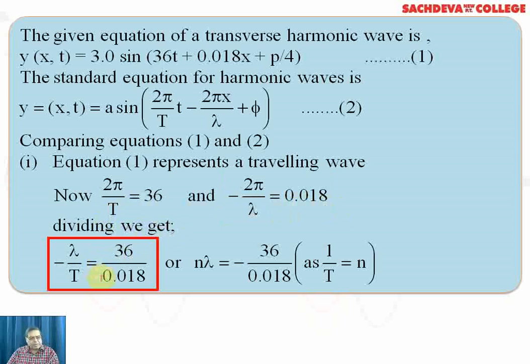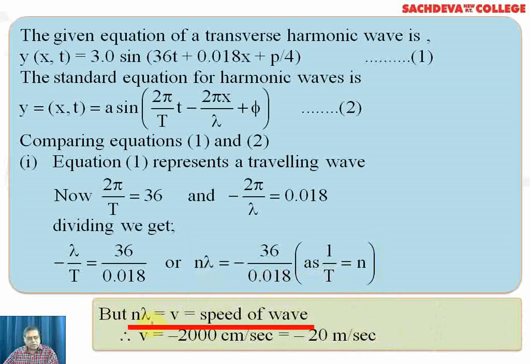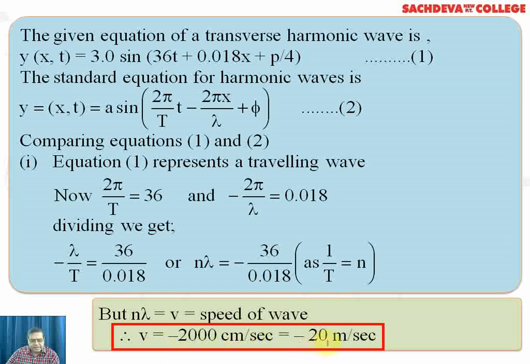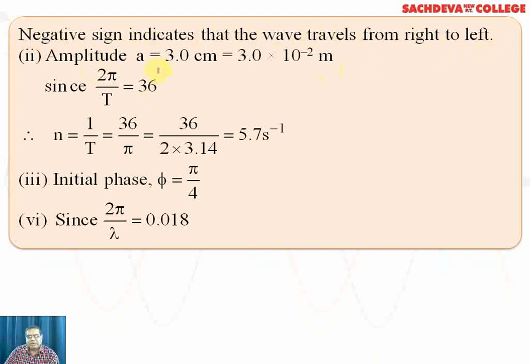So λ will be equal to 2π multiplied by 36 over 0.018 in magnitude. You can put in the values and get the result. We have computed the value and got n. Now nλ is v, so the speed of the wave is −2000 centimeters per second, or 20 meters per second. We have converted to meters. The negative sign indicates the wave traveled from right to left. More accurately, the sign depends on the phase: the phase will be positive if the wave is moving in the positive direction.